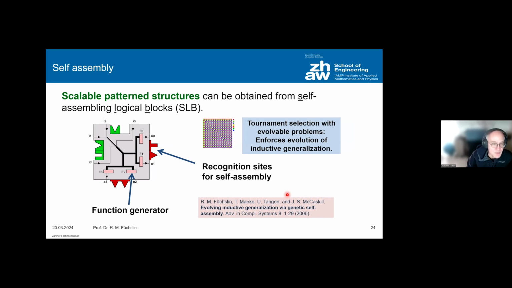We came up with work in which we studied so-called self-assembling logical blocks. We did that in silico. These logical blocks are equipped with recognition sites and function generators. And well, we could evolve scalable multipliers, but also lots of other types of functionalities. And the interesting aspect here is that in order to do that, we had to develop a specific evolutionary algorithm, an evolutionary algorithm that somehow promotes the learning of structures over the learning of individual instances.